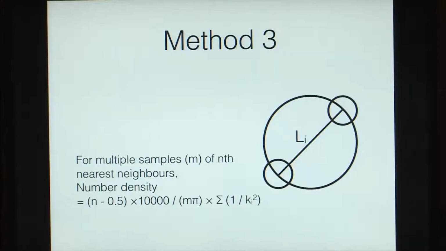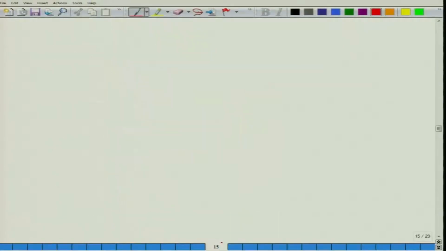Now, suppose we have taken multiple samples, that is m. As in the previous case, m was 10 in the equation because we had taken 10 samples. Here also we are taking m samples, but here, in place of the nearest neighbors, we take the nth nearest neighbor. Now, what do we mean by that? What is the nth nearest neighbor?